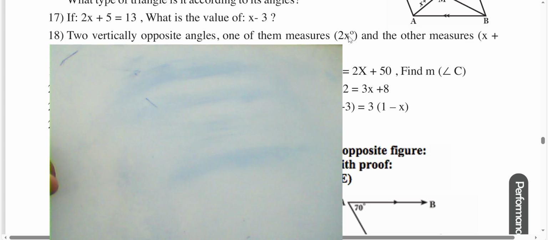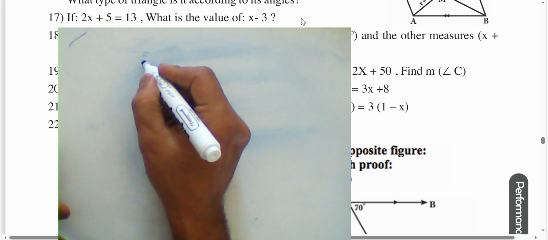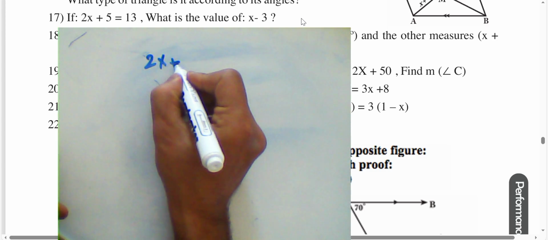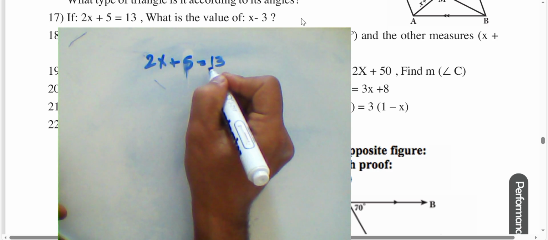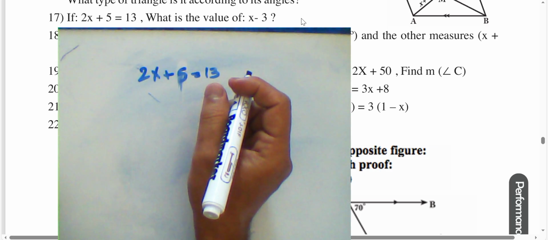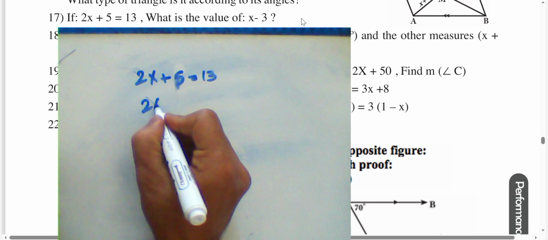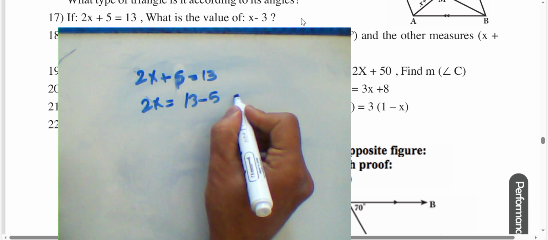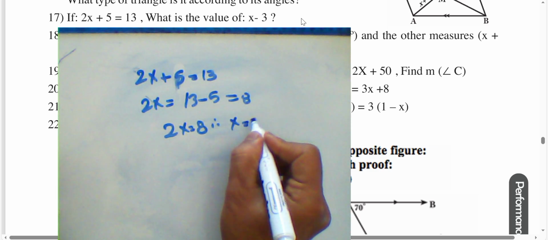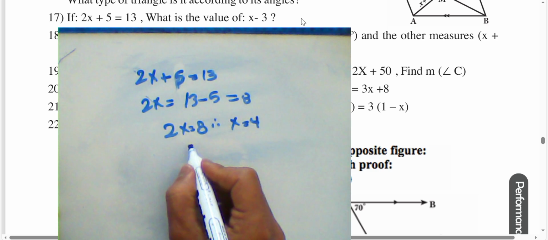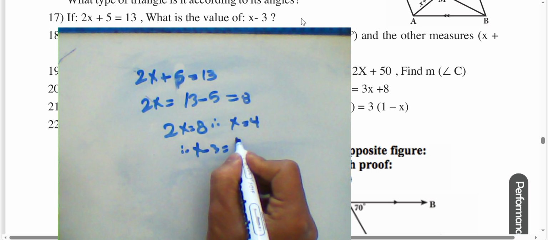Next question, number 17. If 2x plus 5 is 13, what is the value of x minus 3? We can solve the equation to find the value of x first. 2x plus 5 is 13, and 2x equals 13 minus 5 equals 8. Then 2x equals 8, you divide by 2, then the value of x equals 4. So x minus 3 equals 4 minus 3 equals 1.